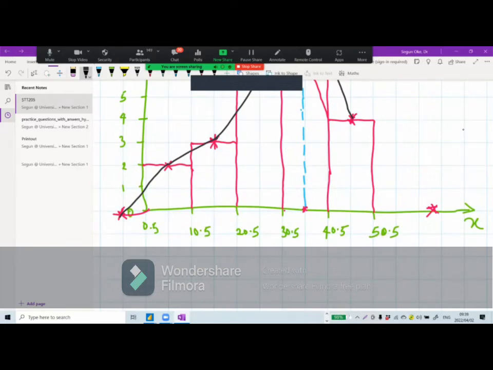Because it cannot hang here, that's why we created this one at the midpoint too. So it will join this one. So we call this particular aspect our frequency polygon.